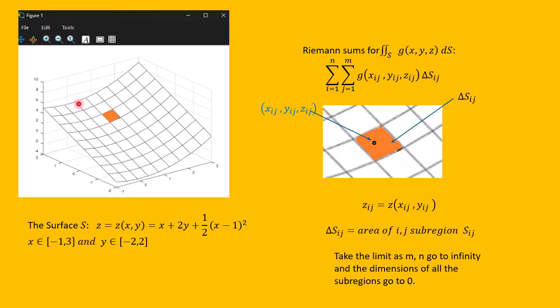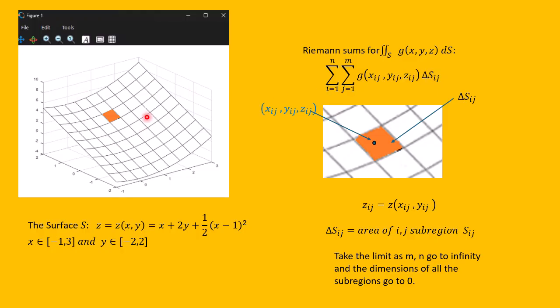So once again, here's our surface. Z equals this stuff for x between minus 1 and 3, y between minus 2 and 2. We're going to set up a surface integral, represent this surface integral as a limit of Riemann sums, that is, and the Riemann sums are going to look like this. It's going to be a double sum. The sum i goes from 1 to n, the sum j goes from 1 to m, g of x sub ij, y sub ij, z sub ij, times something we'll call delta s sub ij.